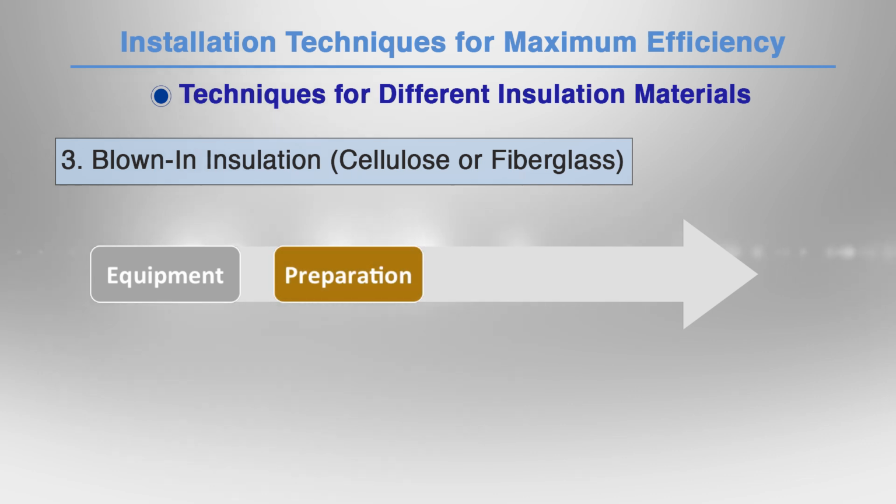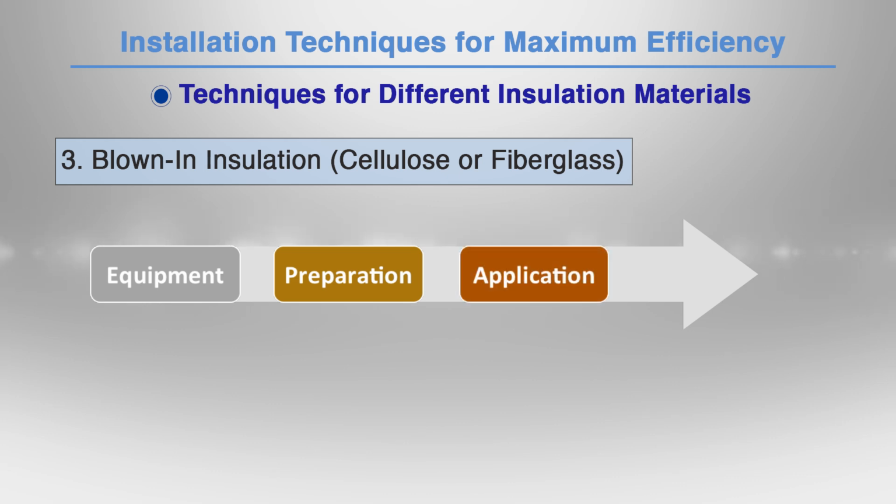Preparation: seal all the gaps and install netting or fabric to contain the blow-in insulation within wall cavities. Application: fill the cavity to the recommended density, ensuring even coverage without settling. Overfill slightly to account for settling over time. Attic: in the attic, install rulers or depth marks to ensure uniform depth across the entire space.